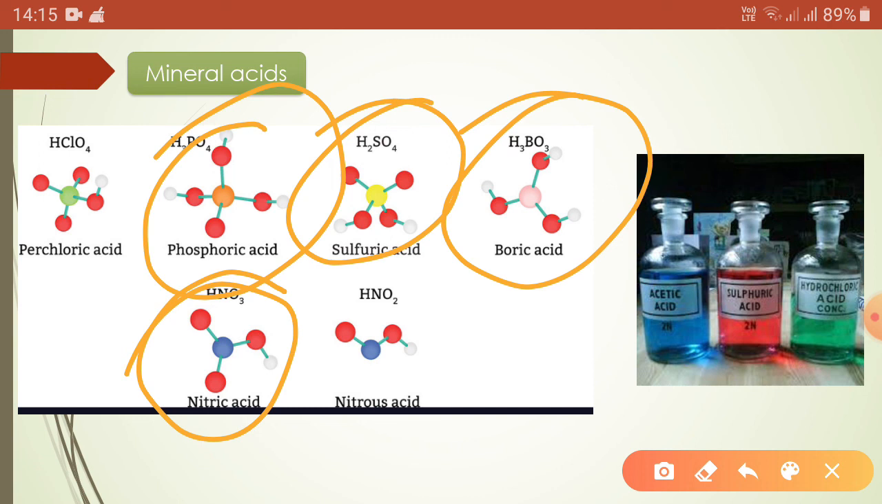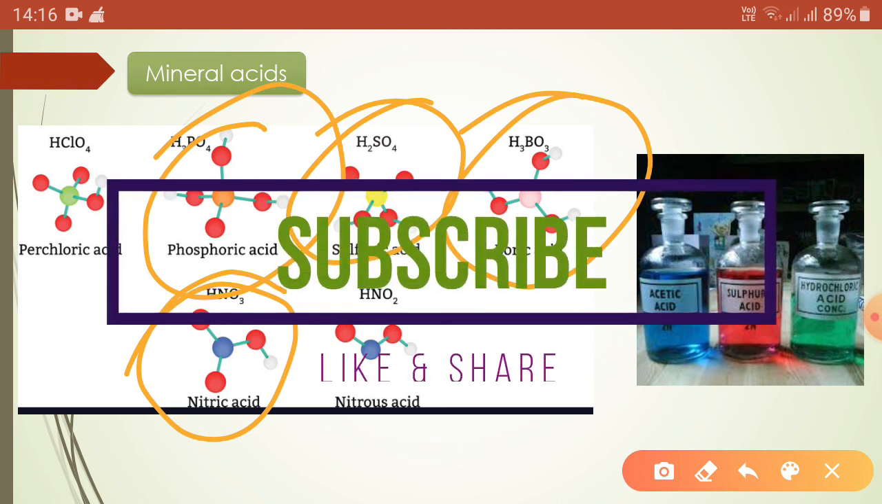So here you come to know the difference between natural acid and mineral acid, and also the examples and sources. Now if the question is what is the source of ascorbic acid, the sources of ascorbic acid are guava and amla.